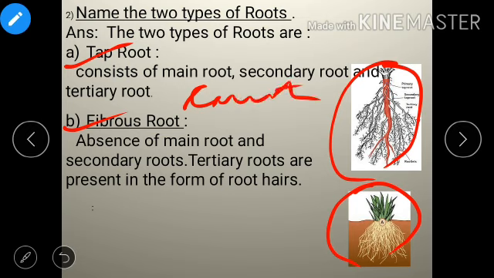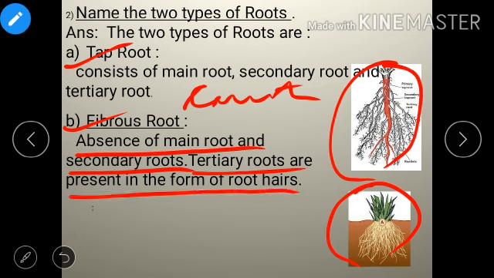And the fibrous root. In fibrous root, there is an absence of main root and secondary root. Can you see here? There is no taproot, there is no main root and secondary root. Only tertiary roots are there, only hair-like structures, that are called root hairs. Examples are grass, maize. All these are examples of fibrous root.